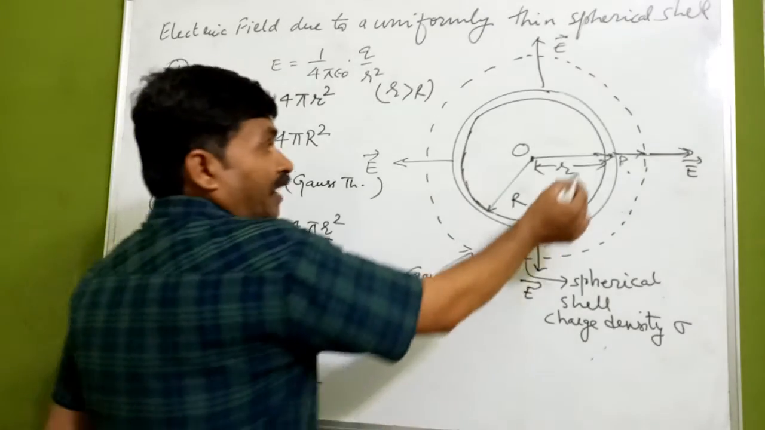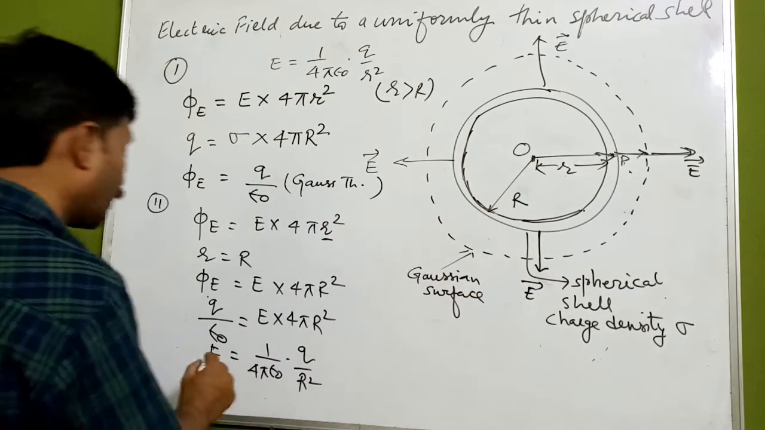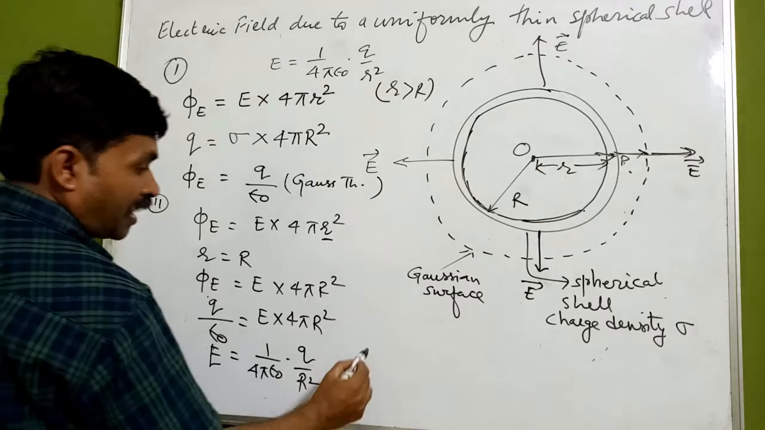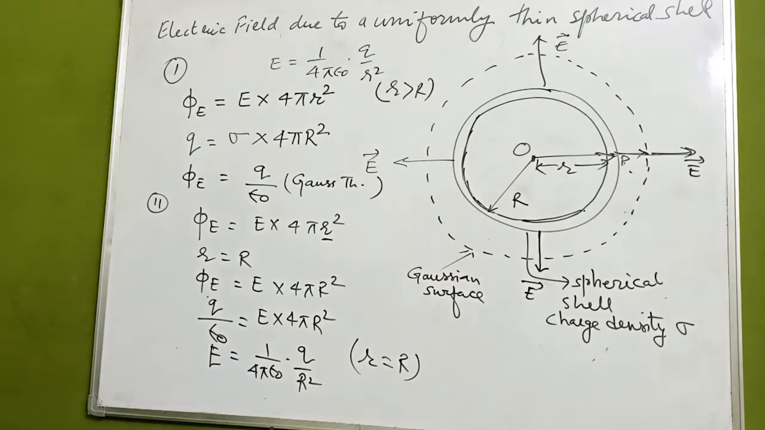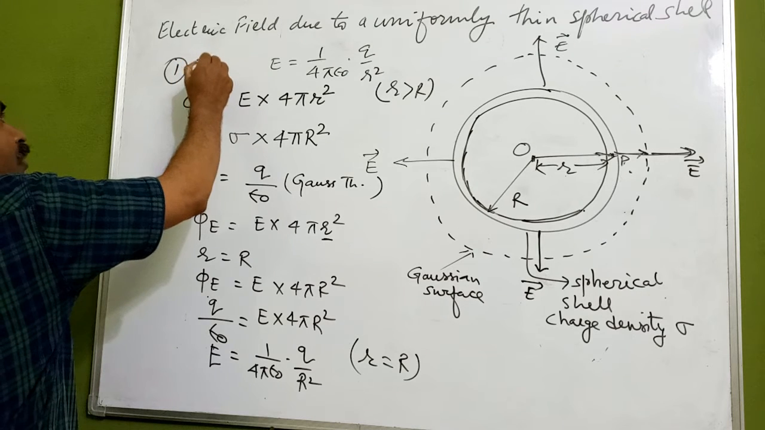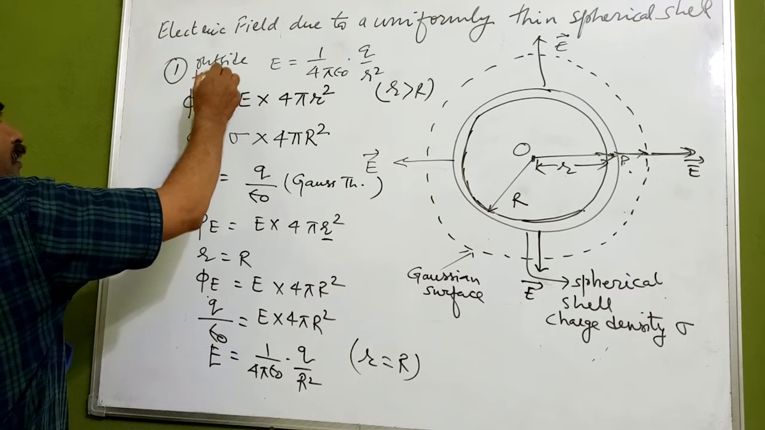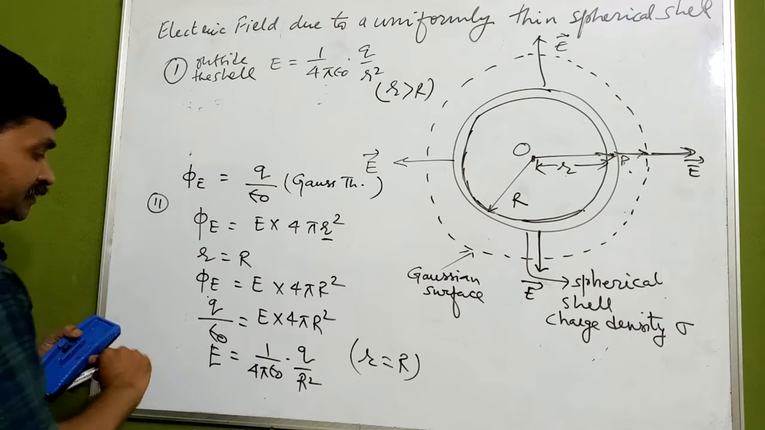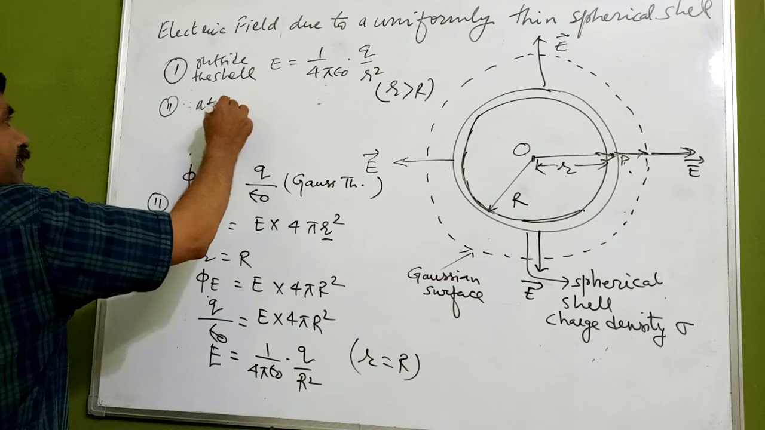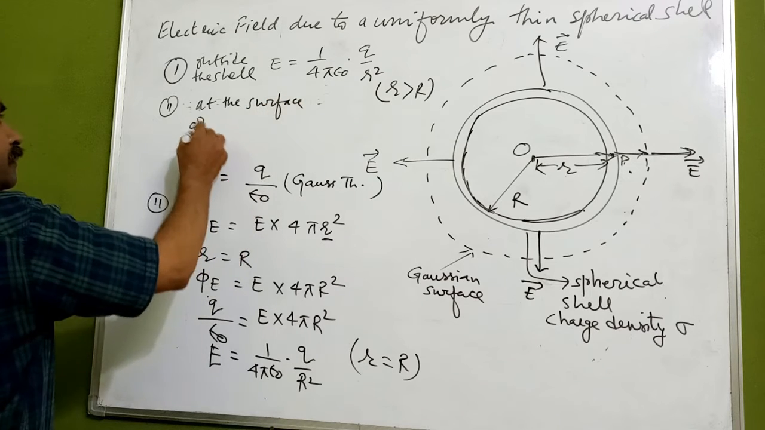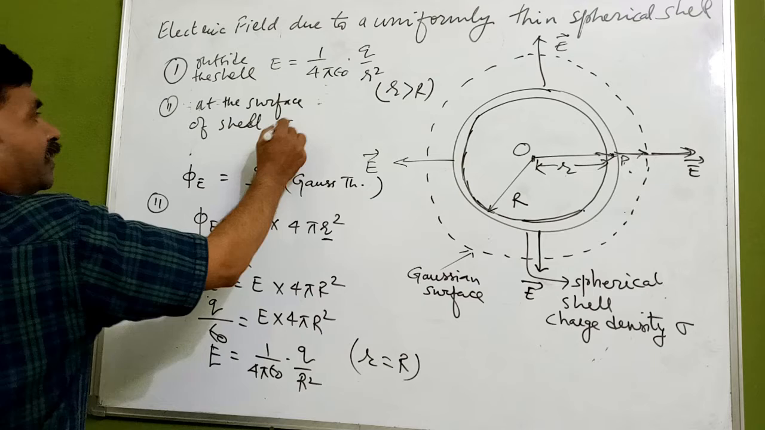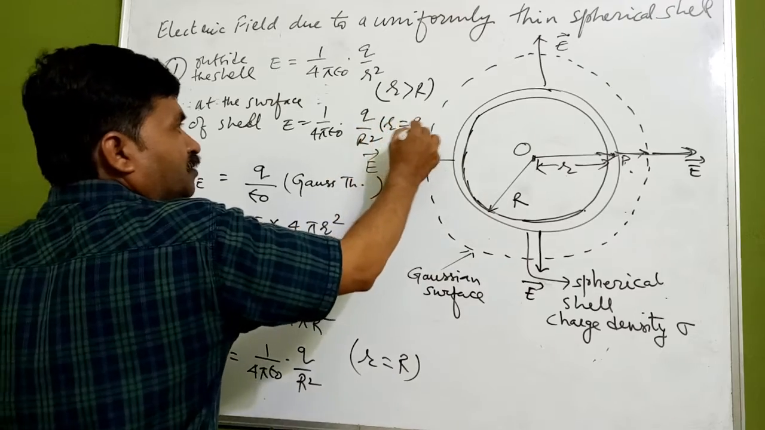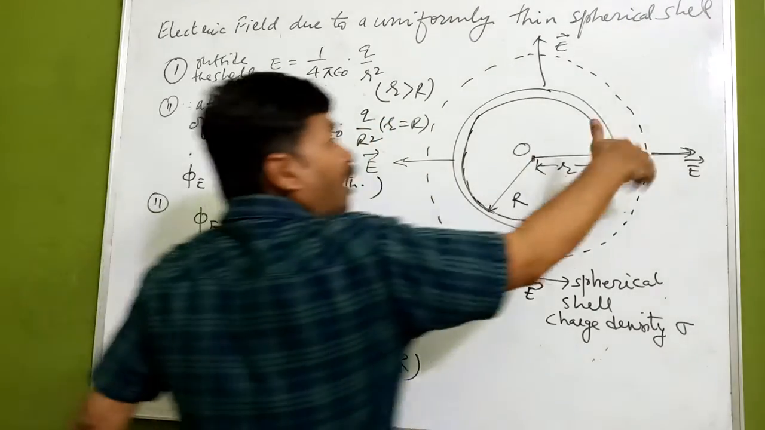Now the electric field at this thin spherical shell: if we see this relation, Q upon R square, where R is greater than R, now here R is equal to R. So here we can conclude that at the surface of the shell, the electric field will be given by E is equal to 1 upon 4 pi epsilon naught Q upon R square, where R is equal to R. Okay. Now we have talked about the outside.